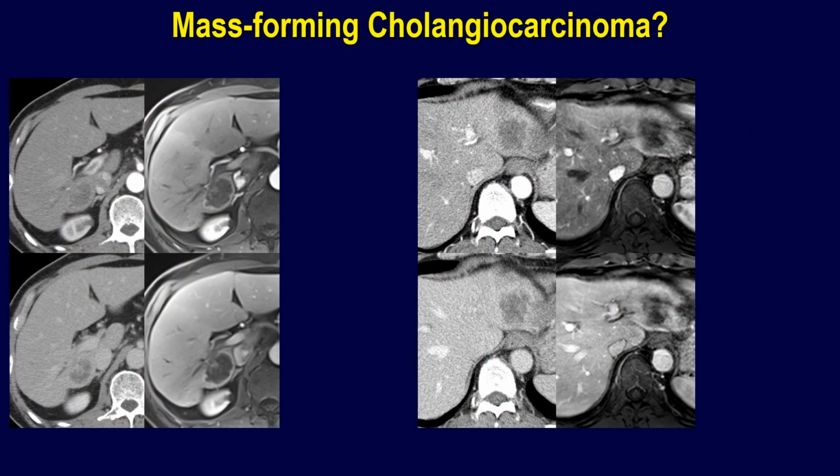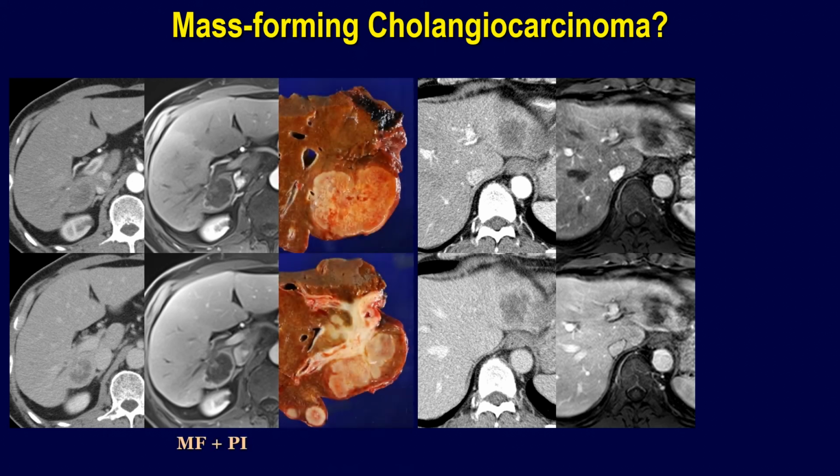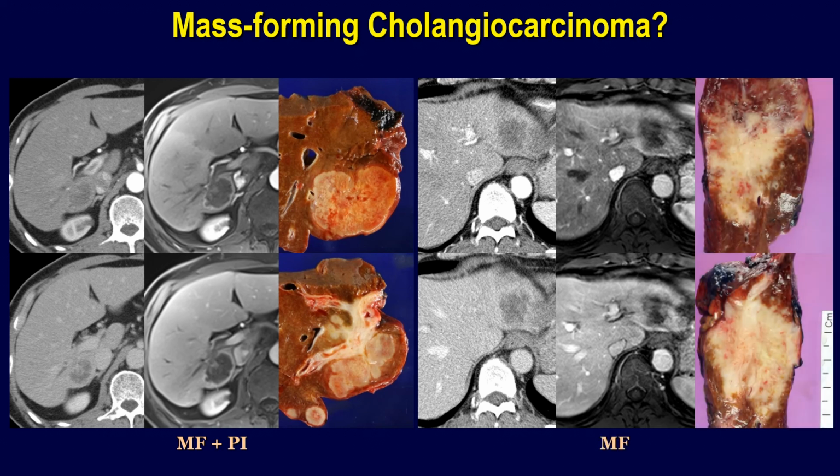These two cases are similarly sized and shaped tumors. Both tumors are growing around the large bile duct. However, the left one is reported as mass-forming plus periductal infiltrating type, and the right one is reported as mass-forming type.